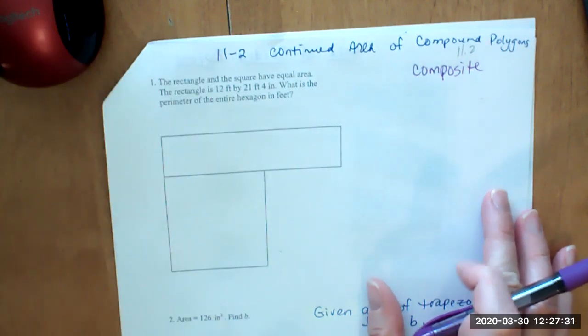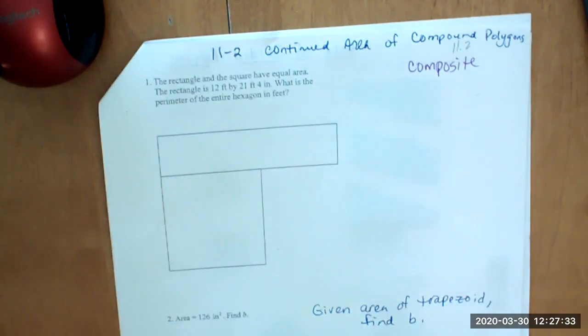So we'll start with this example here. The rectangle and the square have an equal area. The rectangle is 12 feet by 21 feet 4 inches. What is the perimeter of the entire hexagon in feet?